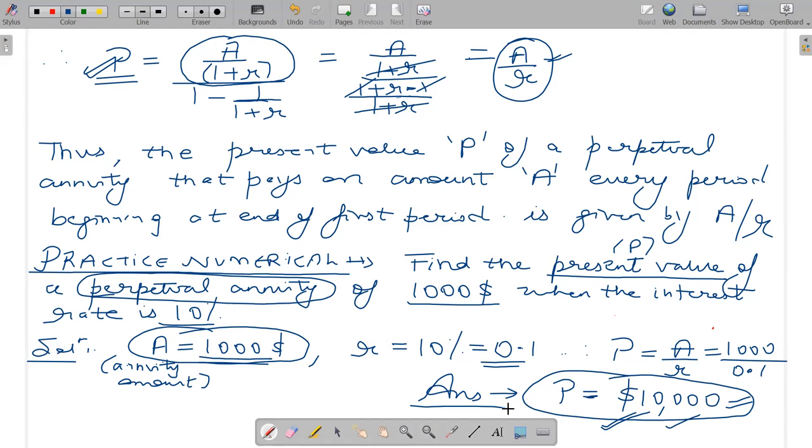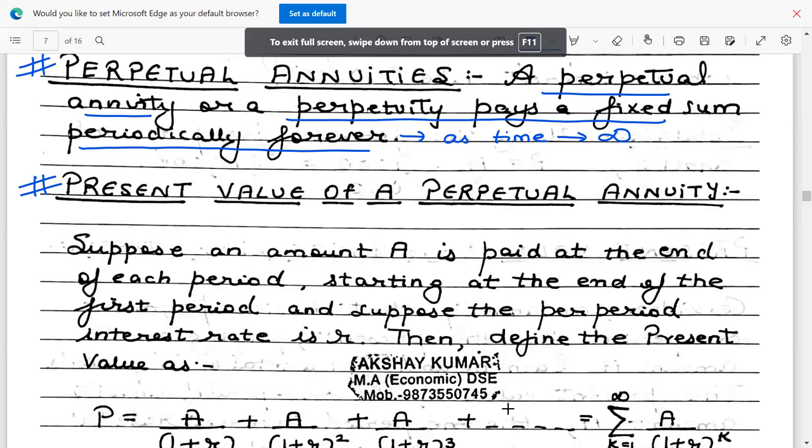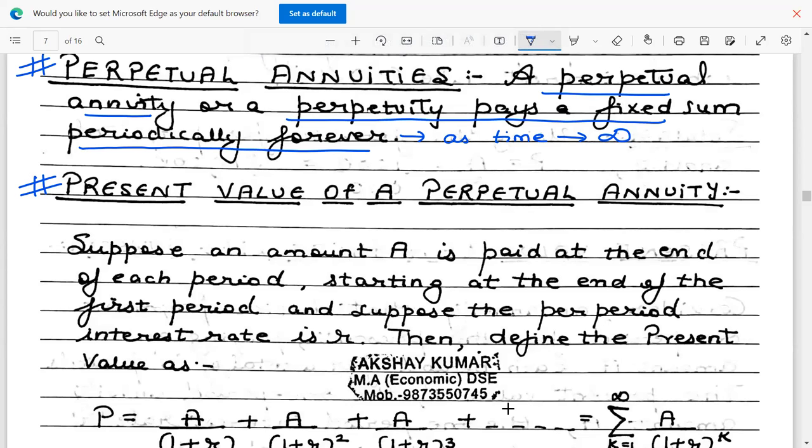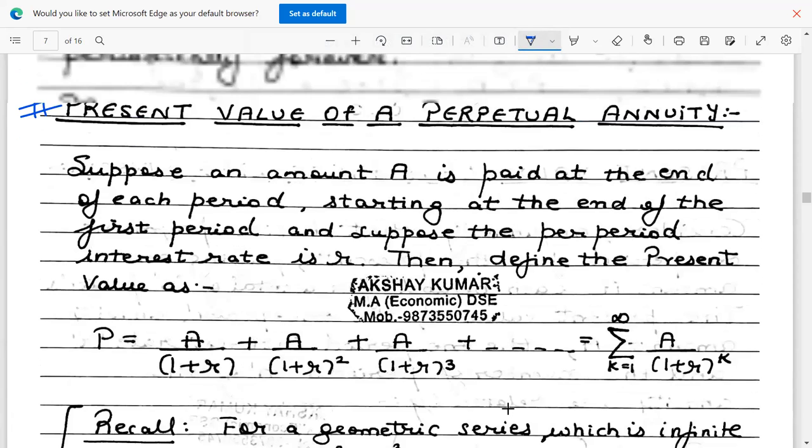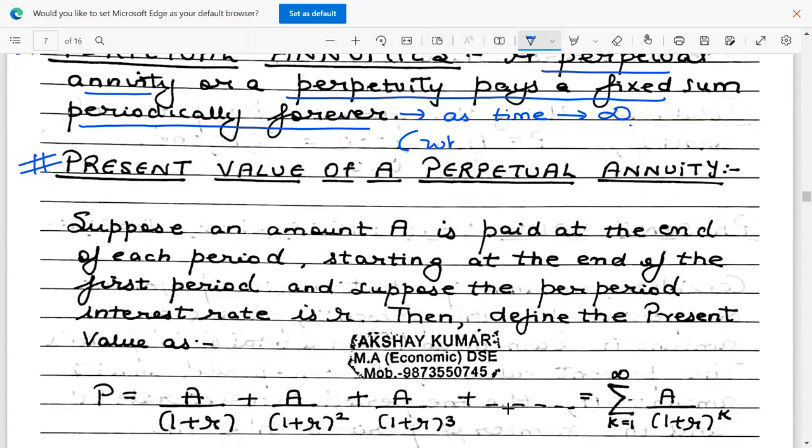Okay, so I hope all students have understood this. Guys, this is where I intend to stop in this particular lecture. The objective was to take up the basic concept of annuities, discuss perpetual annuities, and the derivation of present value of a perpetual annuity. All this we have covered on the whiteboard, so students can also refer to my PDF lecture note for the derivation part.